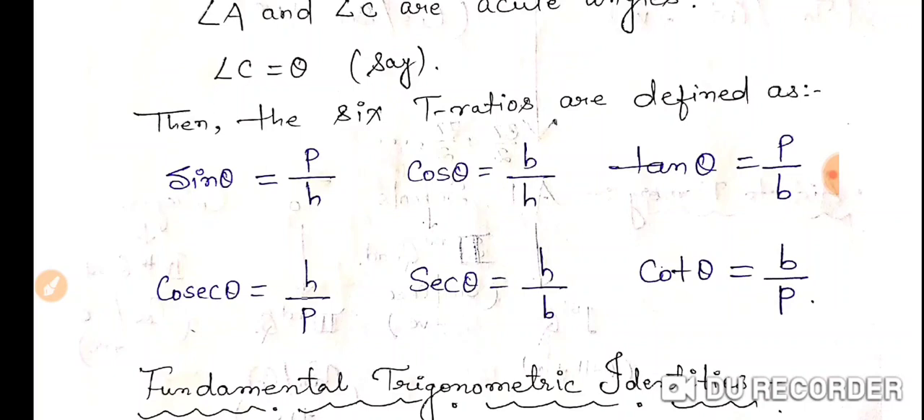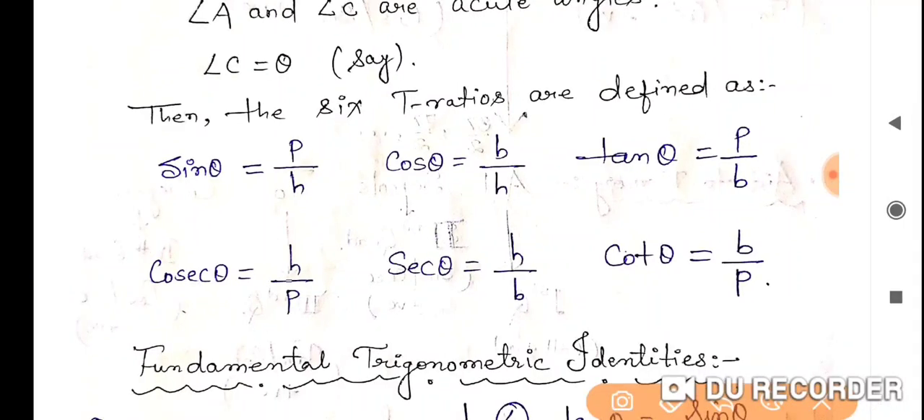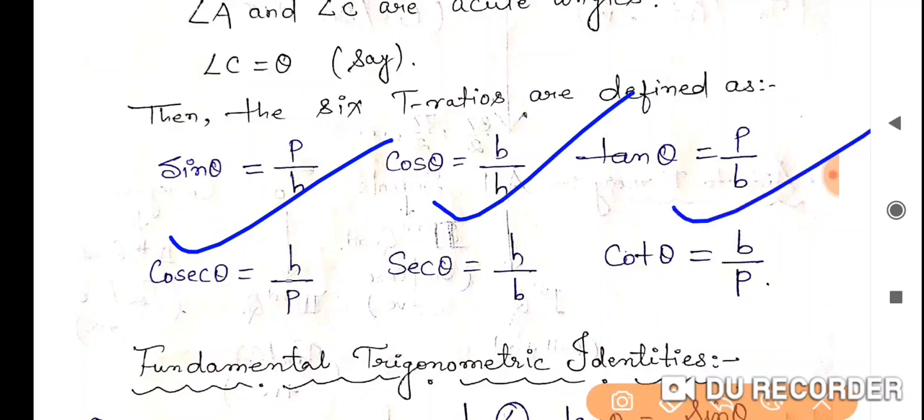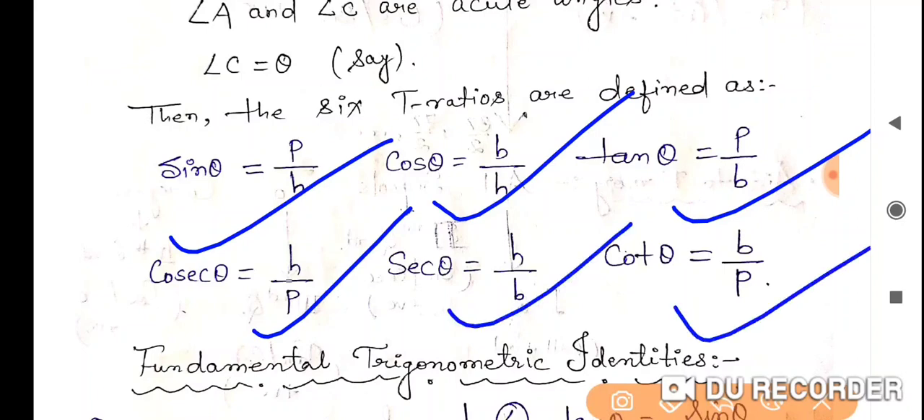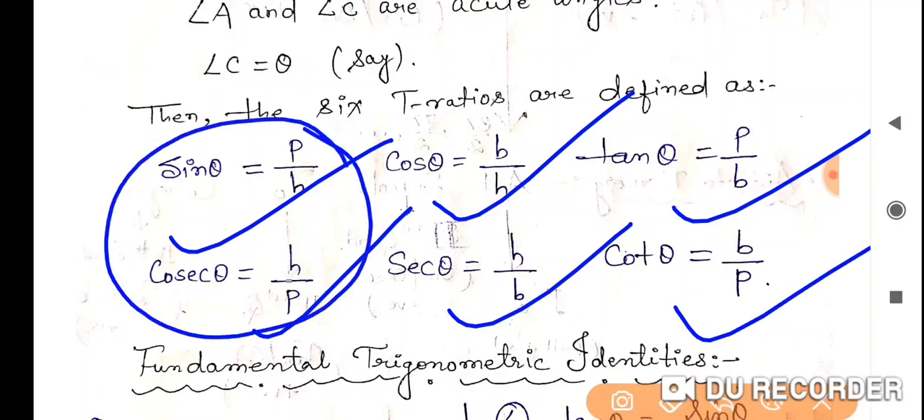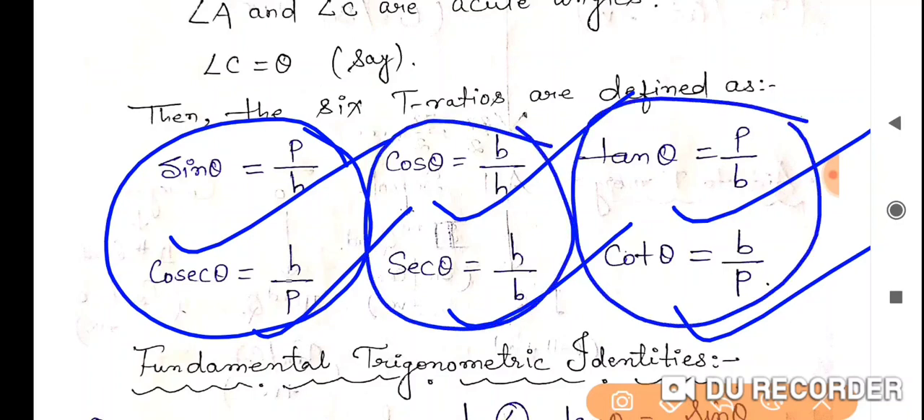These are sin theta equals perpendicular by hypotenuse, cos theta equals base by hypotenuse, tan theta equals perpendicular by base, cosec theta equals hypotenuse by perpendicular, sec theta equals hypotenuse by base, cot theta equals base by perpendicular. And you must know sin theta and cosec theta are reciprocal, cos theta and sec theta are reciprocal, tan theta and cot theta are reciprocal of each other, hence their multiplication is equal to 1.